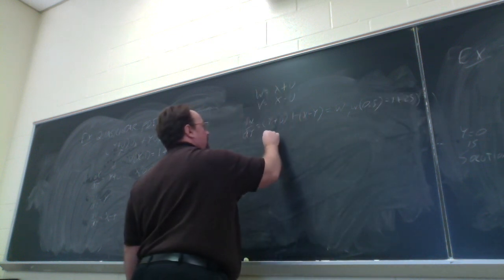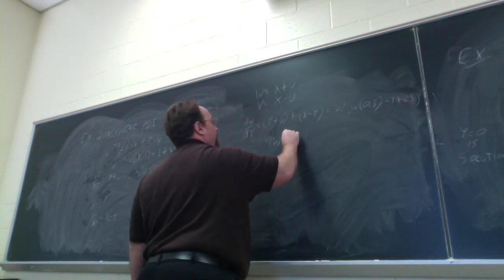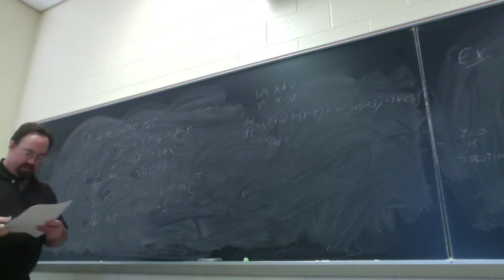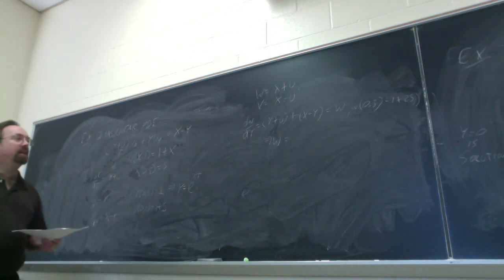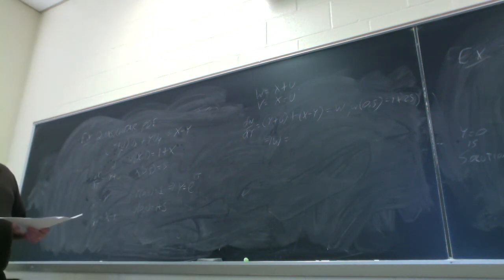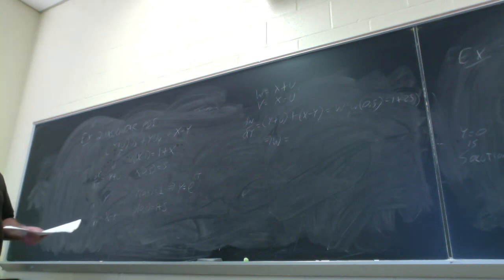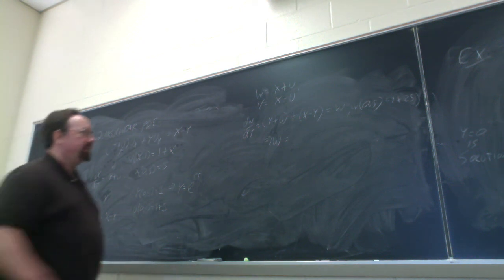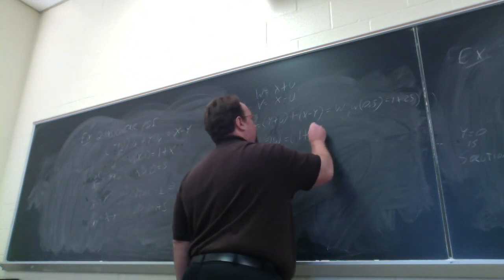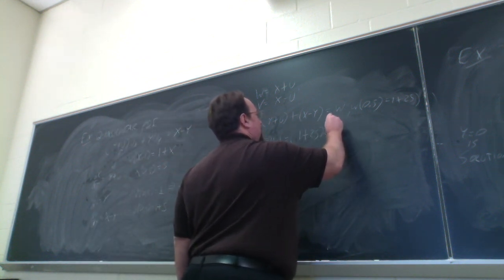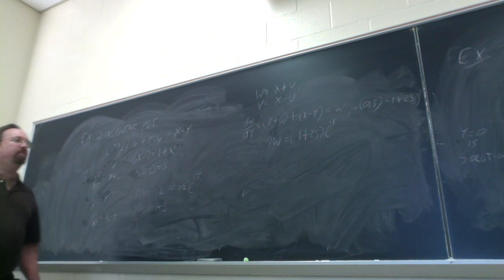So what's w going to be? Again, it's e to the tau times the initial value, times 1 plus 2s. So it's 1 plus 2s, e to the tau. Okay. All right. Now what about v?